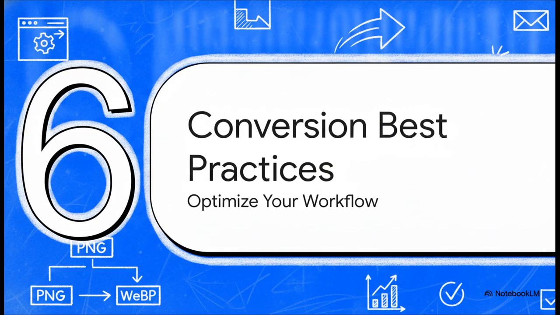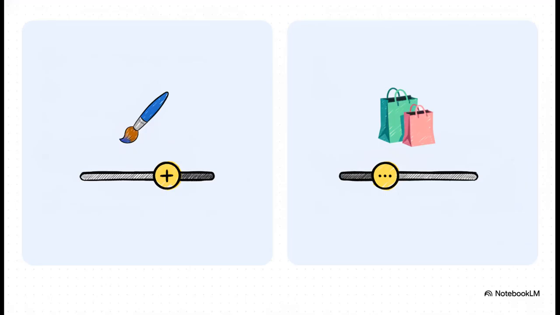Moving on to our final section, Section 6, Best Practices for Conversion. Now here's a really crucial distinction you need to keep in mind. The browser's native WebP export is technically a lossy process. True lossless WebP actually needs heavy command line tools. Because of this, you really need to tweak your settings based on the image type.